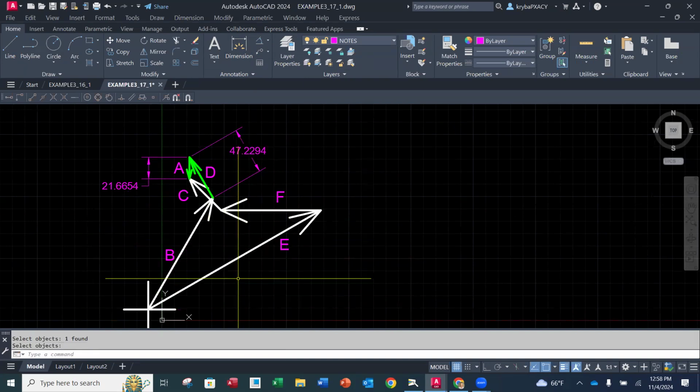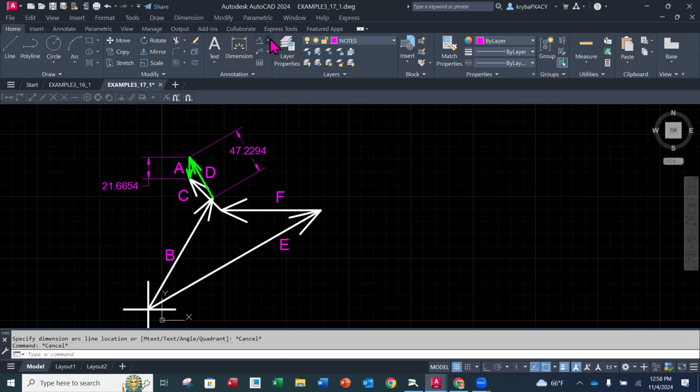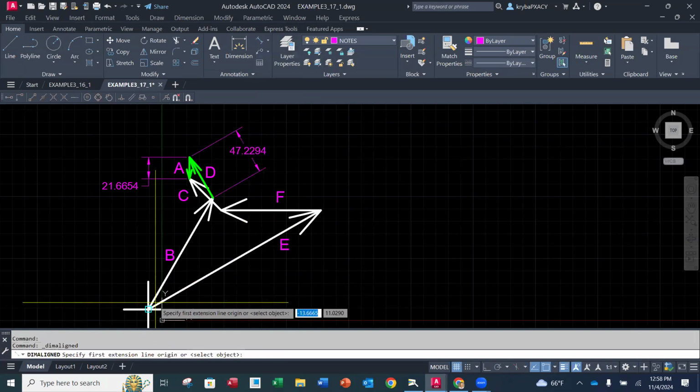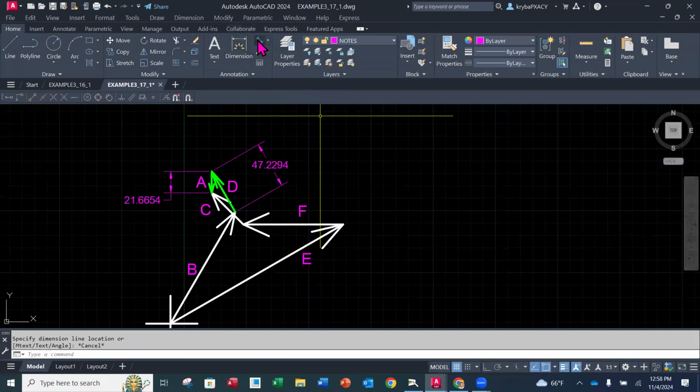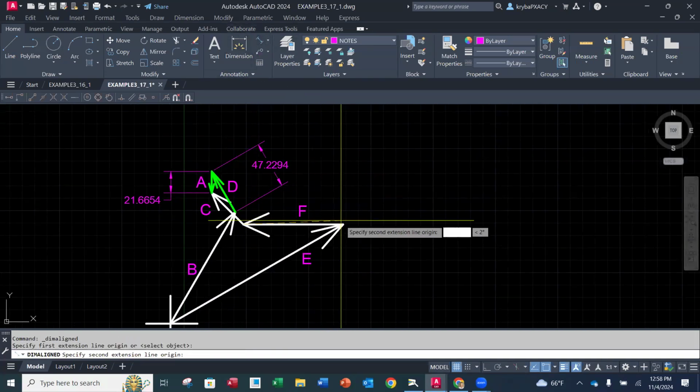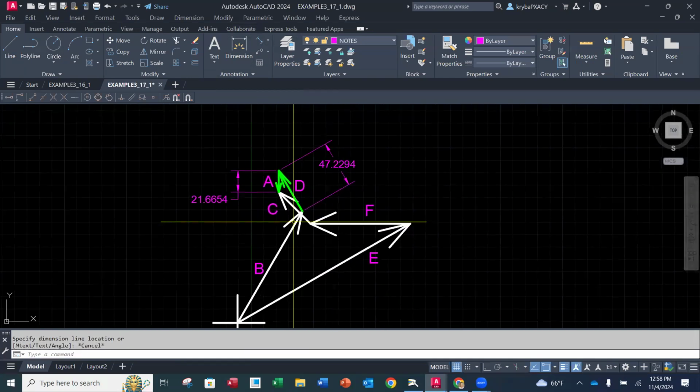Okay. I've got E right here, so I'm going to do the angle for E first. That's 30. Yep. And its length is 200. That looks good. Let's check F. Endpoint to endpoint should be 100. It is, so that looks good.